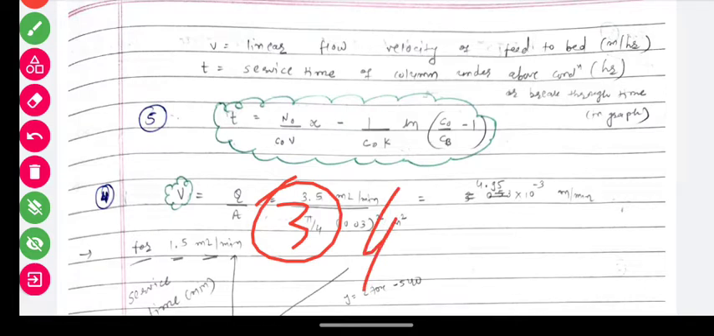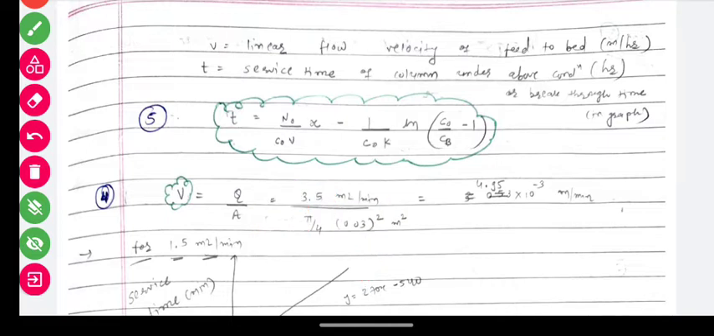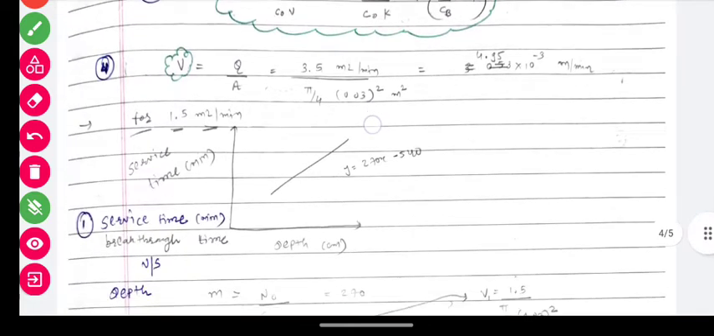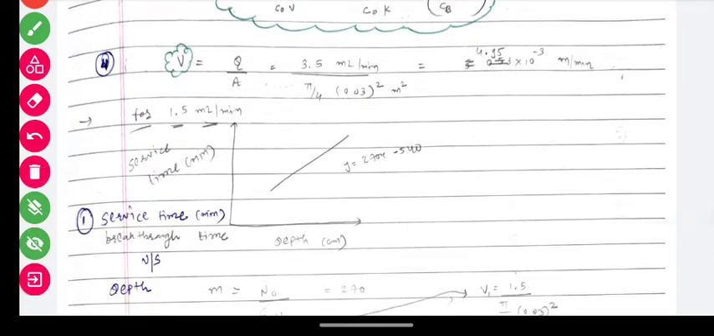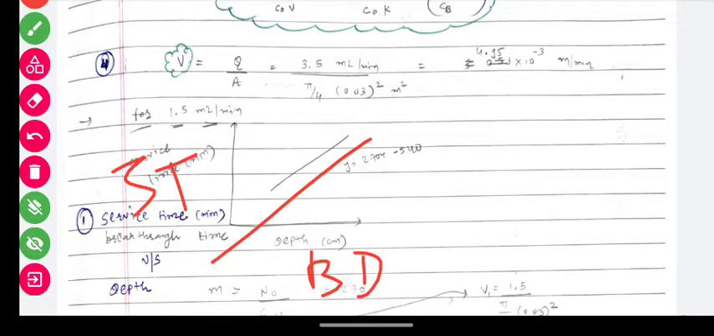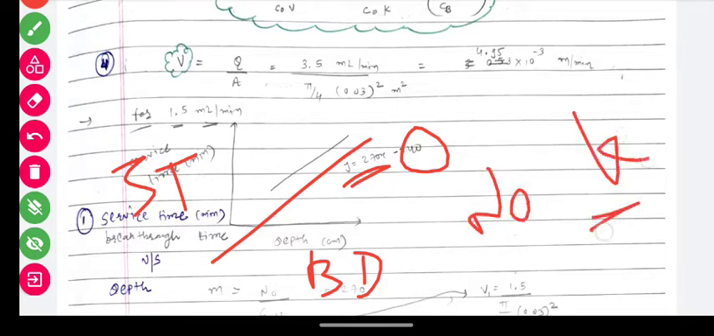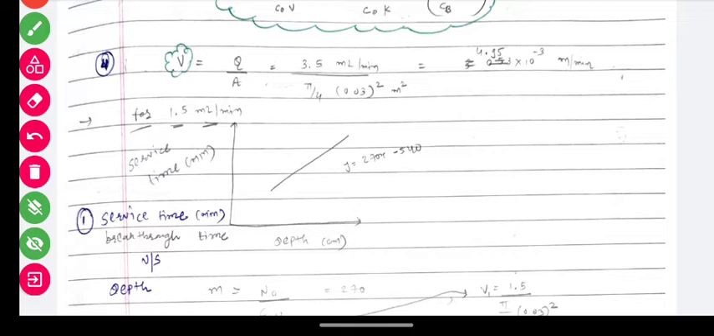Okay, so if you calculate, you can similarly calculate for the other flows. How will you calculate? For different flows, a different service time and different bed depth is given. So you will get a different line, a different slope, and a different intercept, and from that you will get a different n0 and k value. Then you have to plot the graph.